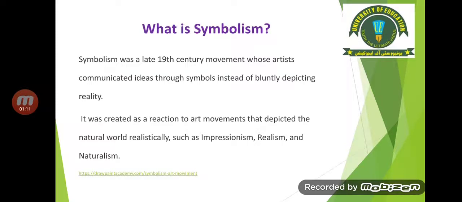What is symbolism? Symbolism was a late 19th century movement whose artists communicated ideas through symbols instead of bluntly depicting reality. It was created as a reaction to art movements that depicted the natural world realistically, such as Impressionism, Realism, and Naturalism.